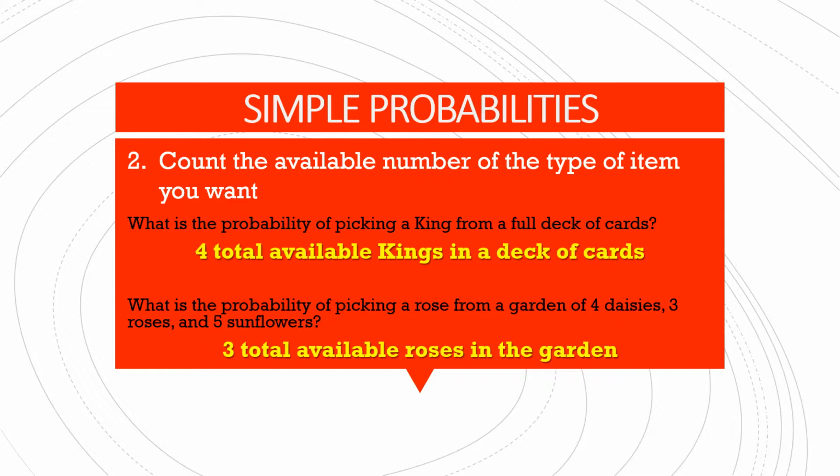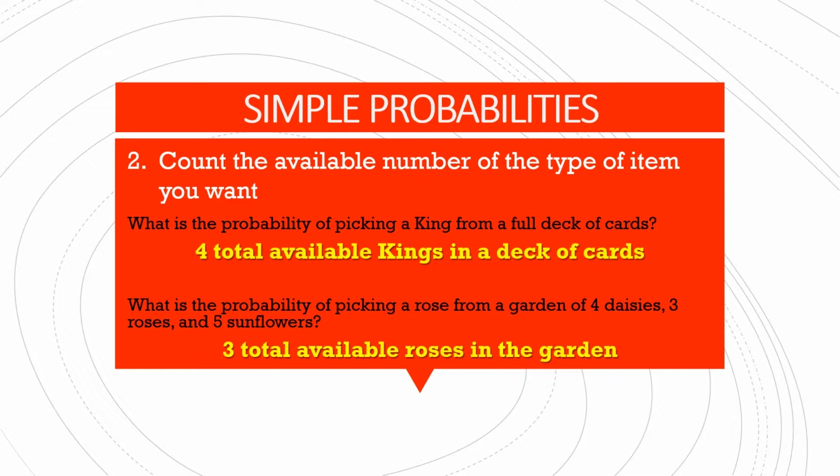That's the available number of what you actually want. So if you want to pick a king out of a deck of cards, there are 4 available kings in the deck, so that's what you want to count. You want to count those 4 kings because you want to pick one of those kings.